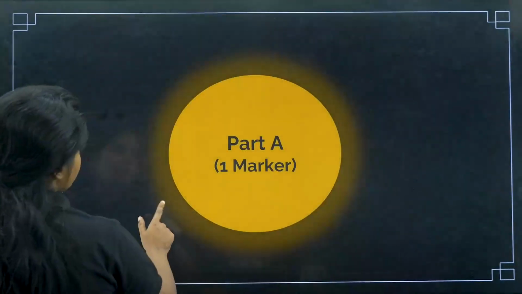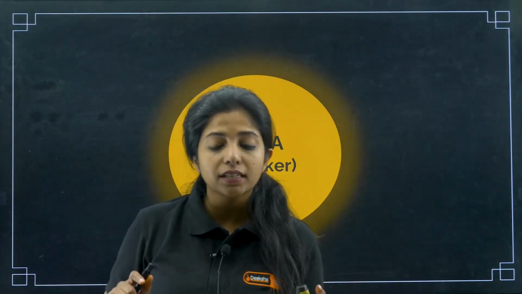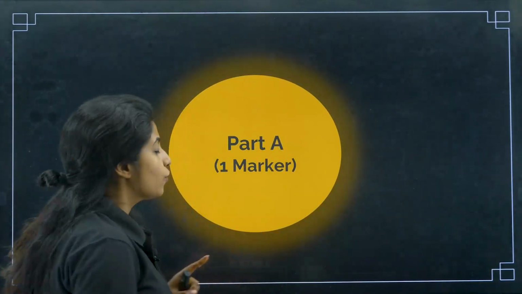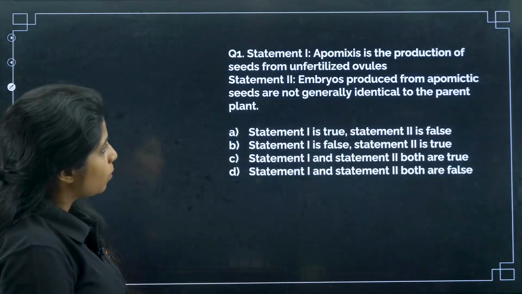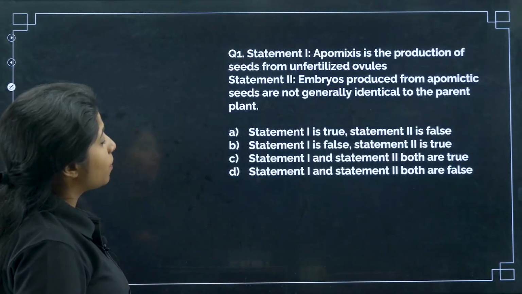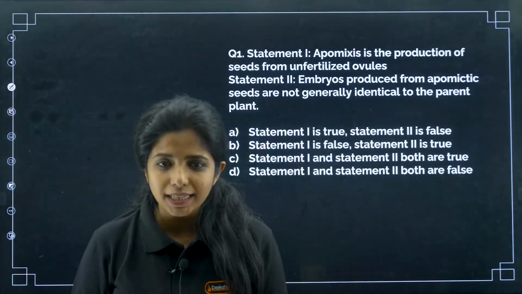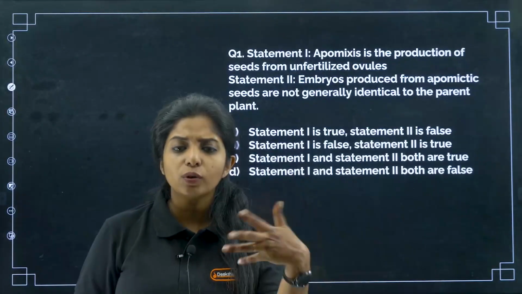The first question, part A, my dear children, part A consists of 1 marker questions. So we are going to solve certain MCQs. Chalo. The first question states, statement 1, apomixis is the production of seeds from unfertilized ovules. Is it? From unfertilized ovules, how can you get the seeds?